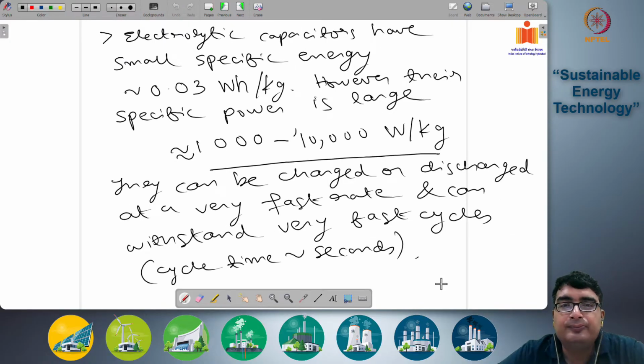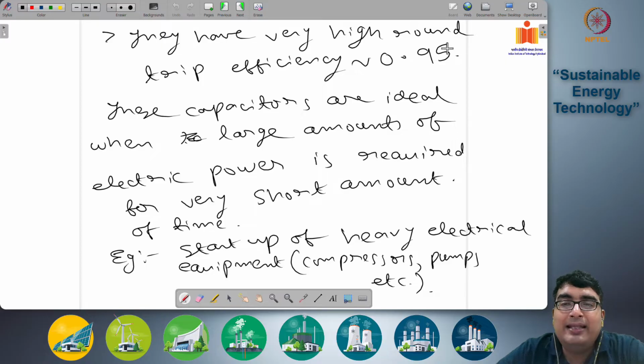They have small specific energy, still larger than the traditional capacitors, but still small, at 0.03 watt hour per kg. However, its specific power is large, around 1000 to 10,000 watts per kg, as we discussed, and it can be charged and discharged at very fast rates and can withstand very fast cycles. And they have high round trip efficiencies as well.